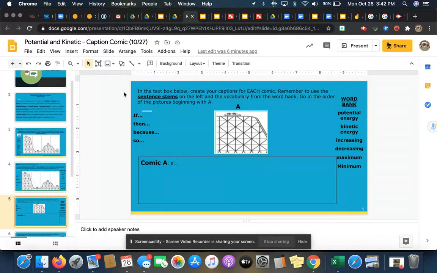Slide 5 at the top says, in the text box below, create your captions for each comic. Remember to use the sentence stems on the left and the vocabulary words from the word bank. Go in the order of the pictures, beginning with A.